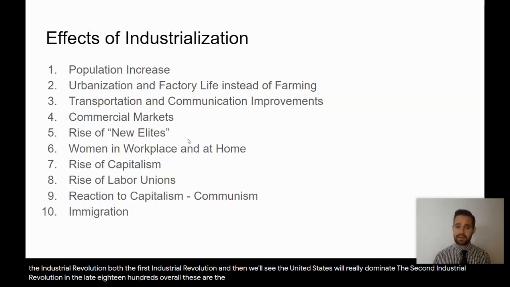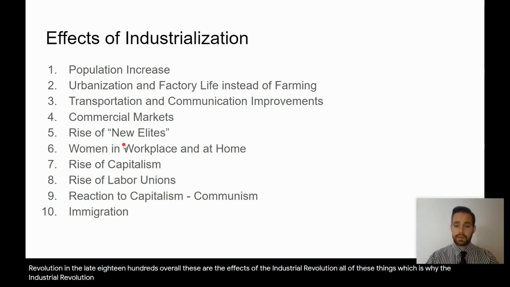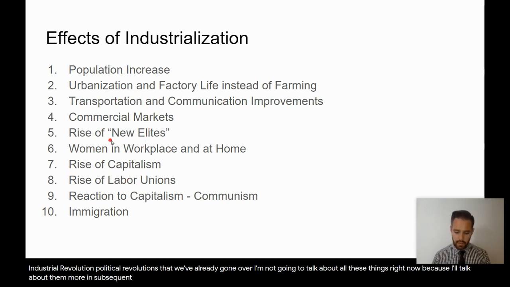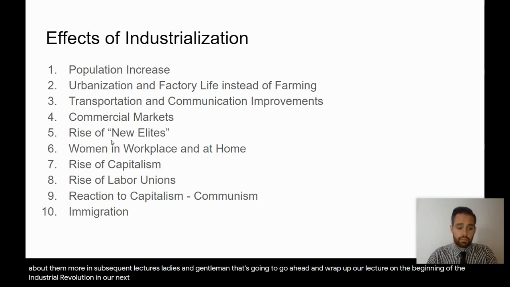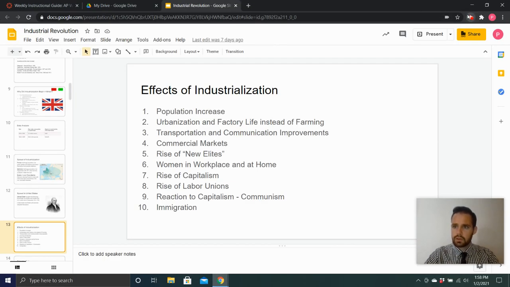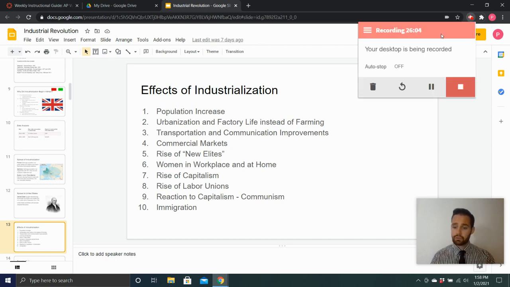Overall, these are the effects of the Industrial Revolution. All of these things are why the Industrial Revolution is more revolutionary than the political revolutions that we've already gone over. I'm not going to talk about all these things right now, because I'll talk about them more in subsequent lectures. Ladies and gentlemen, that's going to wrap up our lecture on the beginning of the Industrial Revolution. In our next lecture, we're going to look at the economic innovations of the Industrial Revolution. So we'll be talking more about the rise of capitalism and laissez-faire economics under Adam Smith.